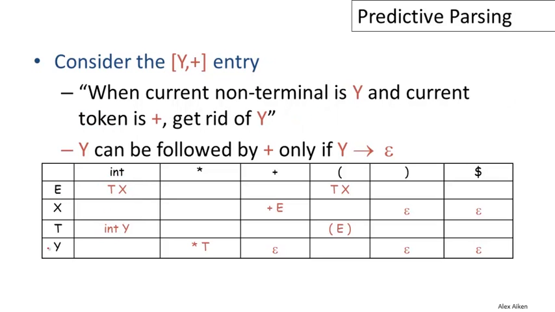Let's do another example. When the current non-terminal is Y, and the current input token is plus, then we should use the production Y goes to epsilon. Okay, what that says is, it's a little bit different situation than the previous one. It says, look, when you see a plus in the input and your current leftmost non-terminal is Y, the only way this parse is going to succeed is if the Y doesn't produce anything. You need to get rid of the Y and move on to another non-terminal, whichever one is leftmost after you get rid of the Y, if you want to have any hope of parsing this particular string.